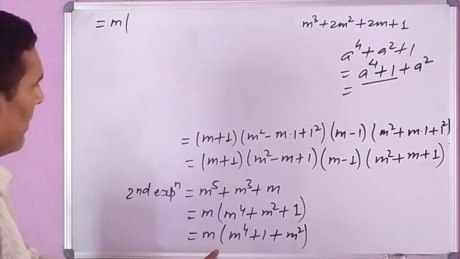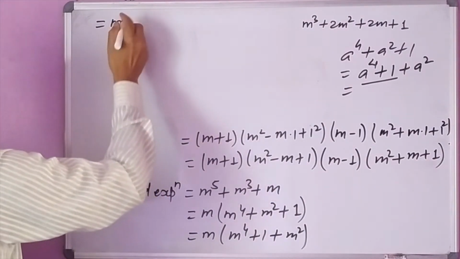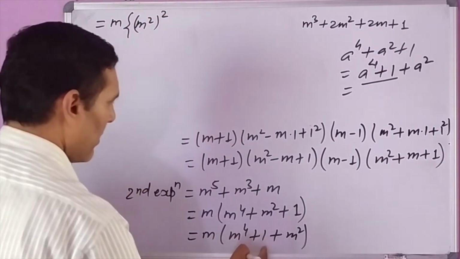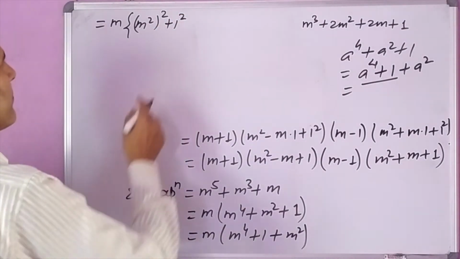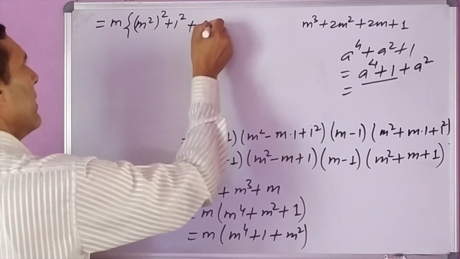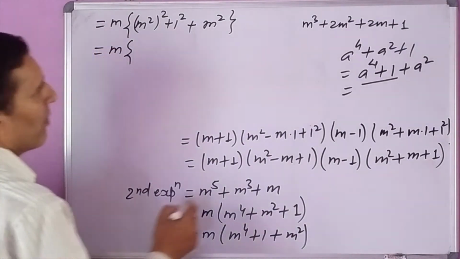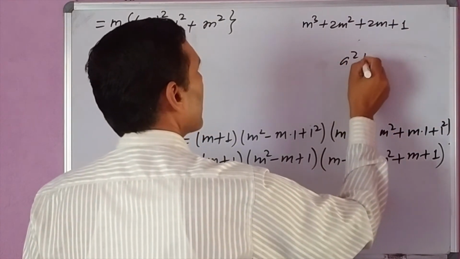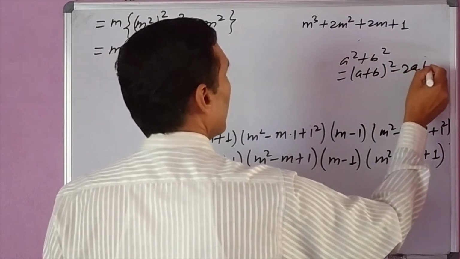So I am continuing this here, second expression. This m power 4 can be written as m square, and this one is 1 square, and this m square as it is. Now using the formula of a square plus b square, a square plus b square is equal to a plus b whole square minus 2ab.